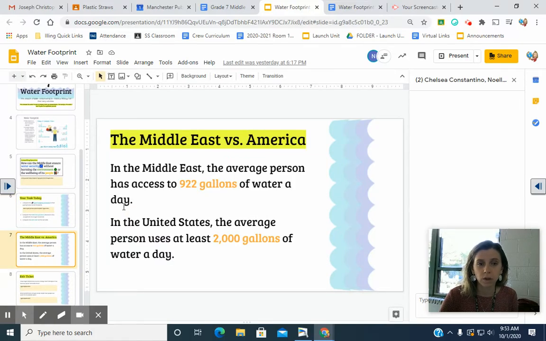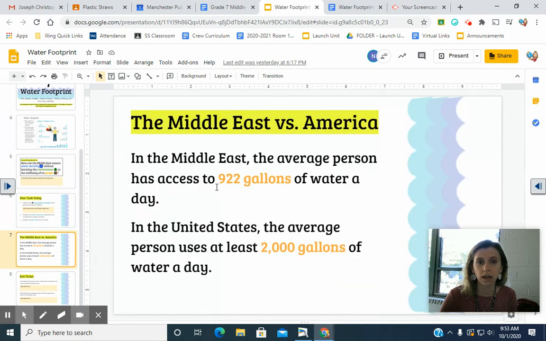Something we'll point out is in the Middle East, the average person living in this region only has access to 922 gallons of water a day, where the average American uses at least 2,000 gallons of water a day. There's a huge difference here in how much water Americans use and how much the average person in the Middle East even has access to. And that's going to impact their lifestyle a lot, and we'll talk about that in the days to come.